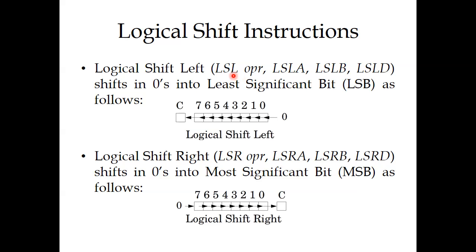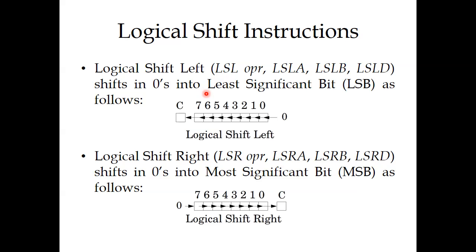For example, we have LSL, LSLA, LSLB, LSLD. These are four different variants of the instruction. As you can guess, LSLA is for accumulator A, LSLB is for accumulator B, LSLD is for accumulator D, and the very first one, LSL opr, is for a memory location. So basically, you can select any memory location and do an LSL.